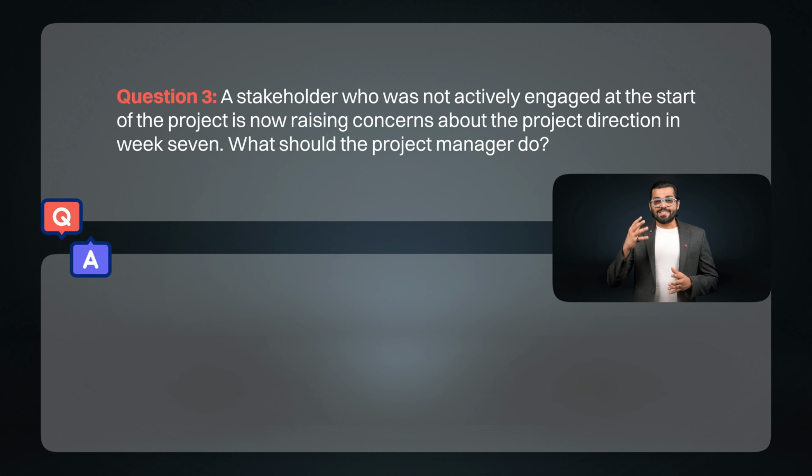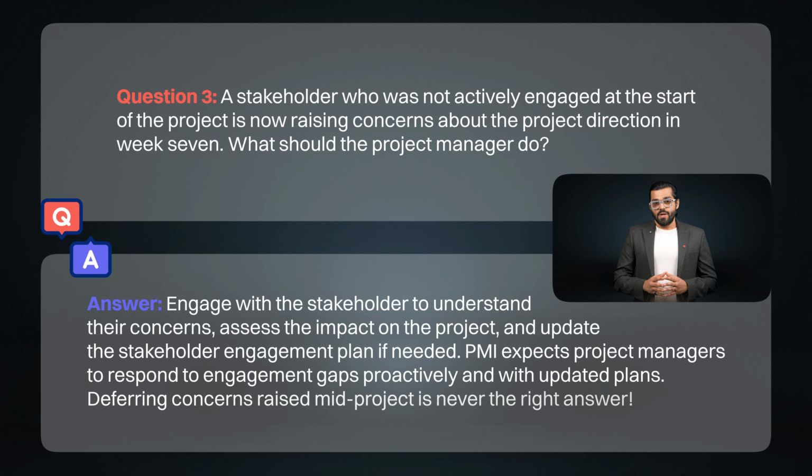Question 3. A stakeholder who was not actively engaged at the start of the project is now raising concerns about the project direction in week 7. What should the project manager do? Answer. Engage with the stakeholder to understand their concerns, assess the impact on the project, and update the stakeholder engagement plan if needed. PMI expects the project managers to respond to engagement gaps proactively and with updated plans. Deferring concerns raised mid-project is never the right answer.